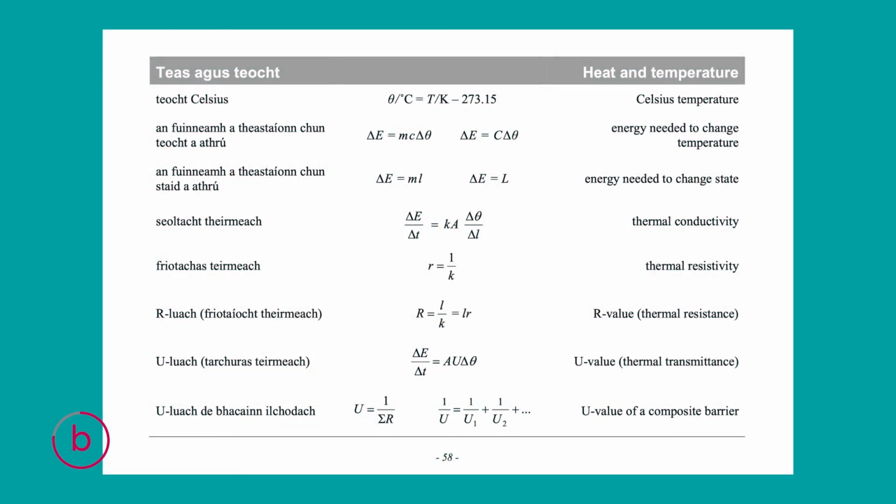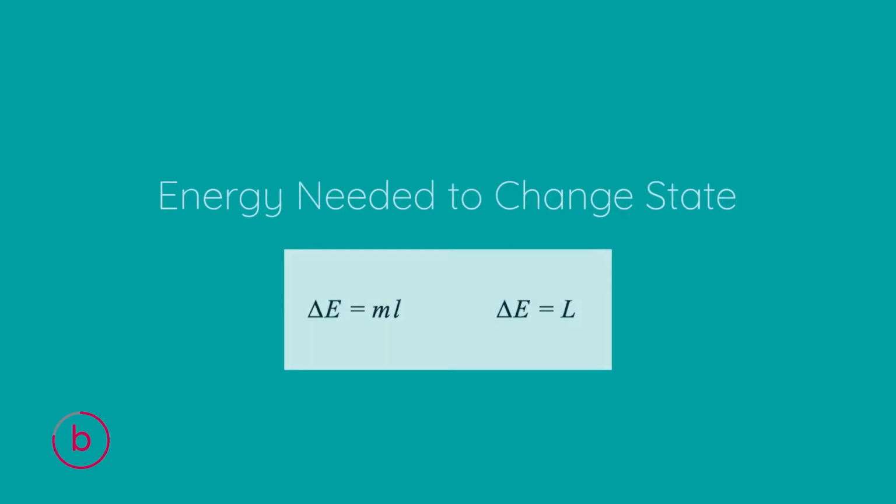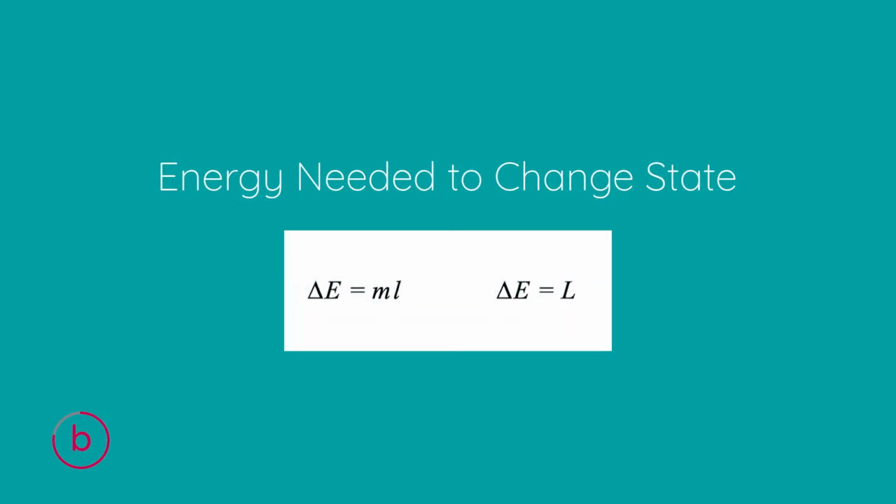As well as this, I said that we were changing state. So we're going from a solid to a liquid, which means we need to use this energy needed to change state. And yet again, for the exact same reasons, we're going to use the formula on the left, which uses this m symbol, this mass, and we're not going to use the formula on the right because it doesn't have mass included in it.